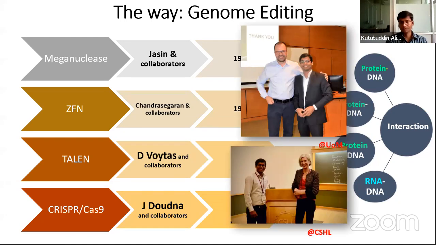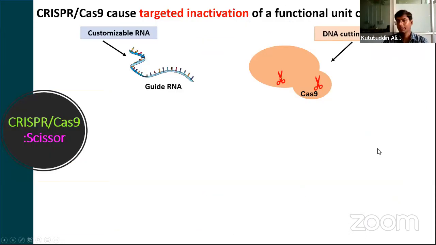Okay, so yeah, let me share with you. This is Dan Voytas. Dan Voytas is the pioneer of TALEN technology. I had met him at the University of Minnesota. And this is Jennifer Doudna, who is the pioneer of CRISPR-Cas9 technology, and I met her at Cold Spring Harbor Laboratory. So yeah, coming to this technology, CRISPR-Cas9, this technology is actually revolutionizing agriculture, basic biology, and therapeutics in all the senses.